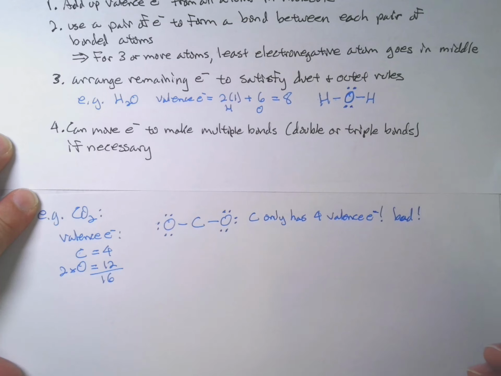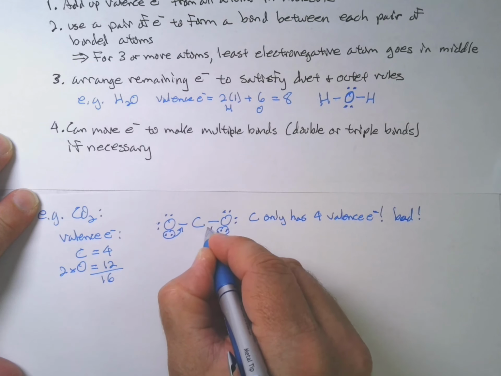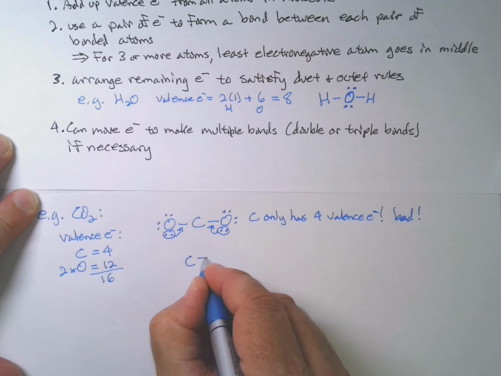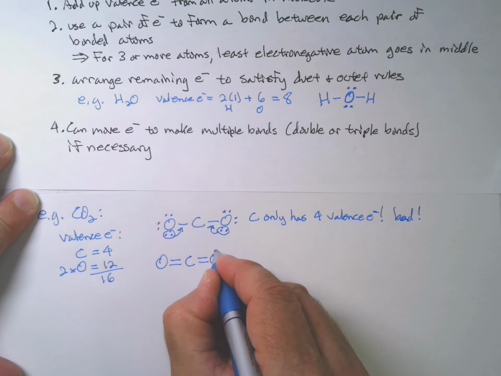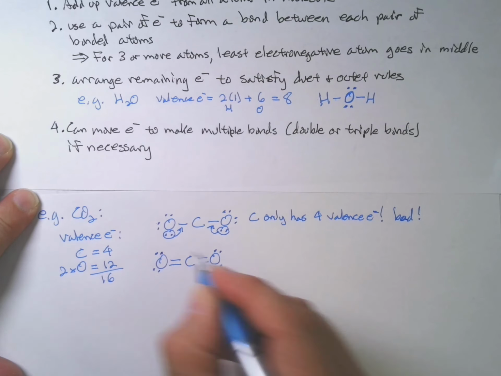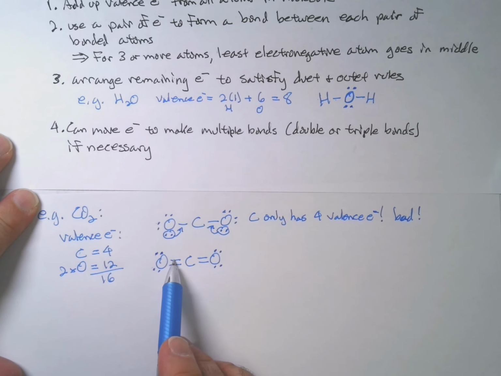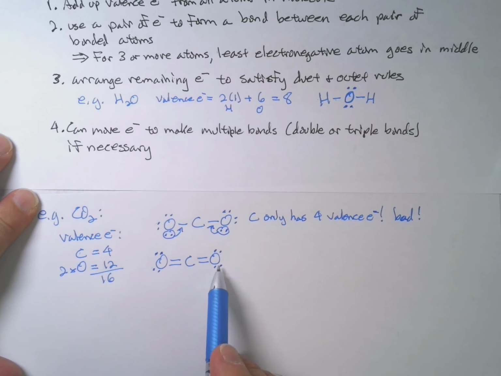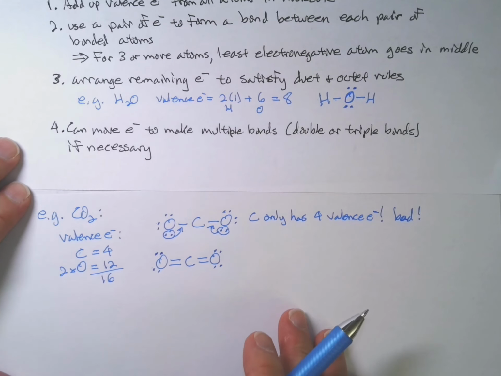So that's bad. So what I can do is take a pair of electrons and move it. I'll do this on both sides. And I'll redraw this molecule, carbon having double bonds to the oxygens, and then I've got my lone pairs there on the oxygen. So now I've got 1, 2, 3, 4, 5, 6, 7, 8 on the oxygen, 1, 2, 3, 4, 5, 6, 7, 8 on that oxygen, and I've got 1, 2, 3, 4, 5, 6, 7, 8 on the carbon. I'm happy. That's good.